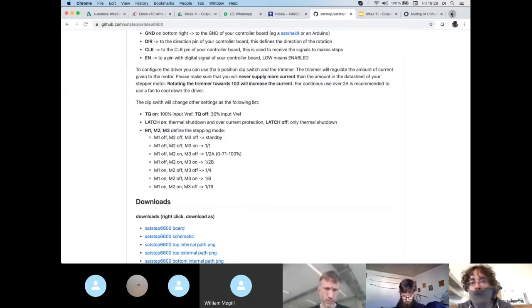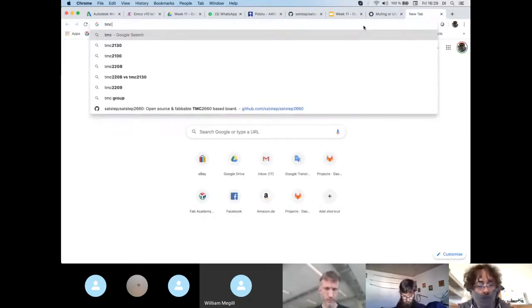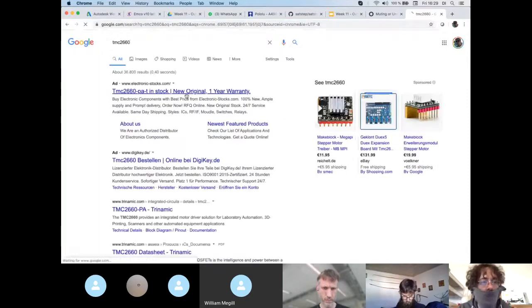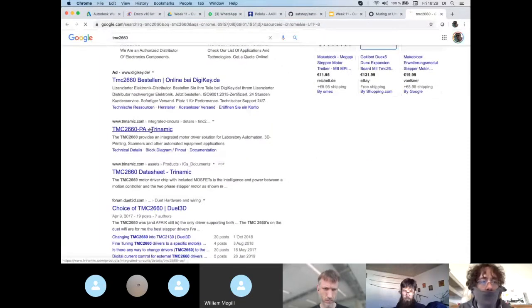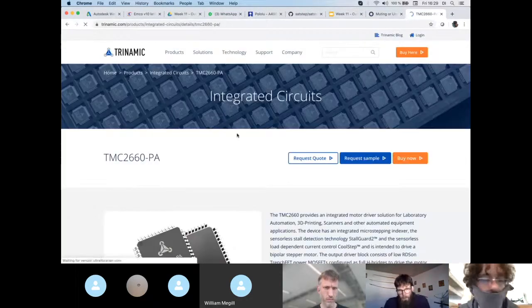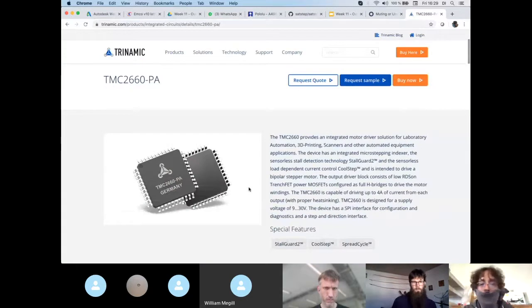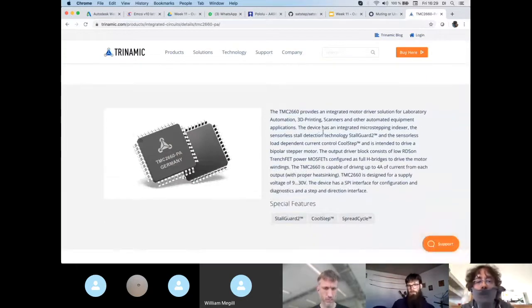Nowadays, the newest stepper driver, like this one that I love so much, is from a company in Germany, from Hamburg. This chip overrides or improves all these things that I just told you, because in this case, you don't have anymore a physical trimmer to change the current. You can send the current as a digital value, as a signal to the chip. So you can program the chip.